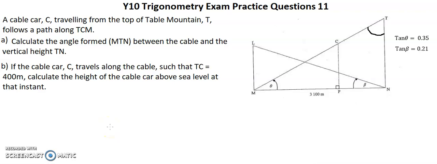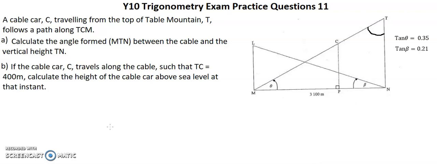Year 10 Trigonometry Exam Practice Question 11. A cable car C travelling from the top of Table Mountain T follows a path along TCM. Calculate the angle formed MTN between the cable and the vertical height TN.